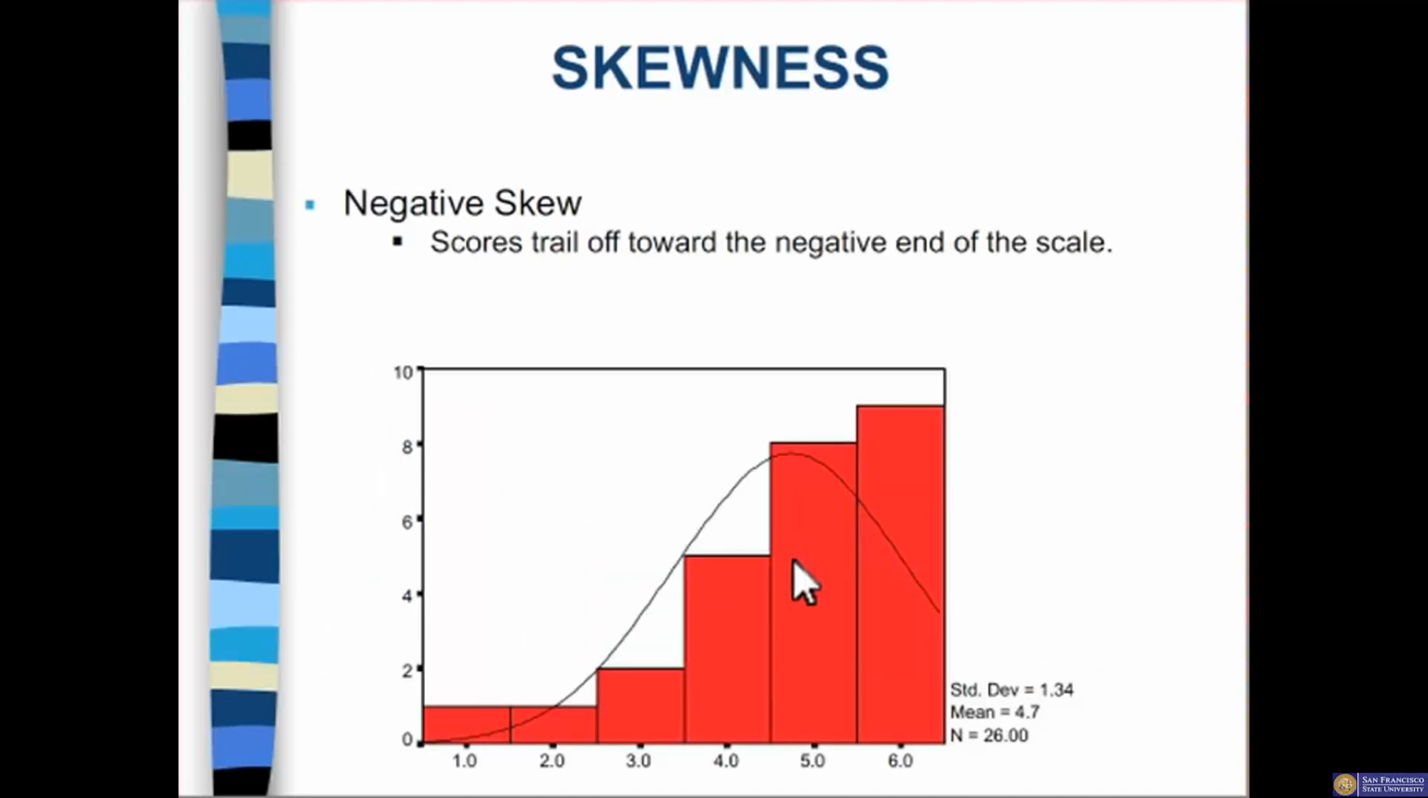If the scores are tailing off to the left, that's going to be a negative skew, because if we continue this x-axis, it would enter into negative numbers. So think about the skew direction as what direction is it pointing? This is pointing towards the negative numbers.